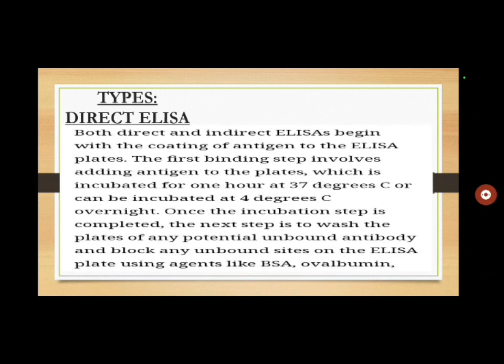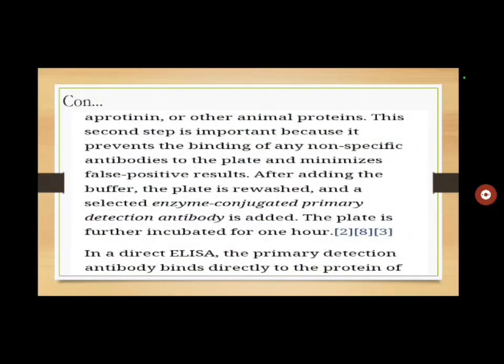Once the incubation step is completed, the next step is to wash the plates of any potential unbound antibody and block any unbound sites on the ELISA plate using agents like BSA, ovalbumin, aprotinin, or other animal proteins. This second step is important because it prevents the binding of any non-specific antibodies to the plate and minimizes false positive results. After adding the buffer, the plate is re-washed and a selected enzyme conjugated primary detection antibody is added.